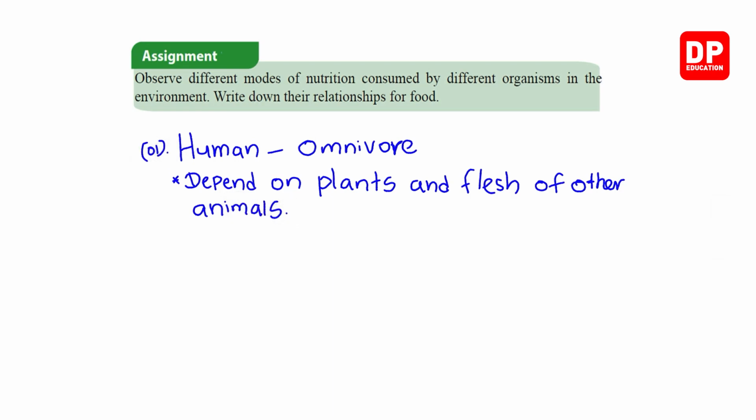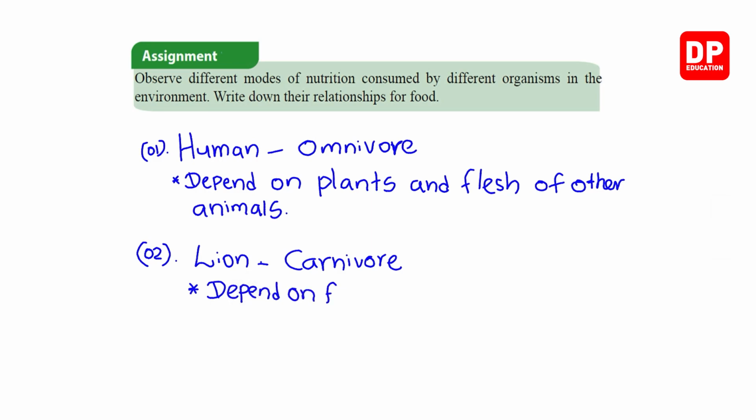Then number 2, lion, carnivore. So a lion is going to depend especially on the flesh of other animals, right? So a lion depends on the flesh of other animals.